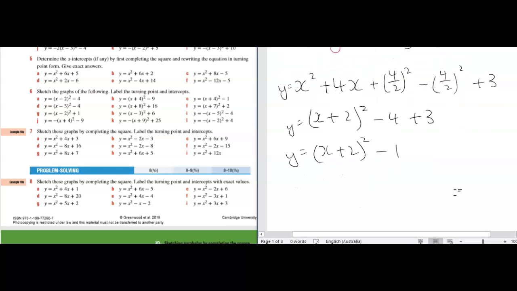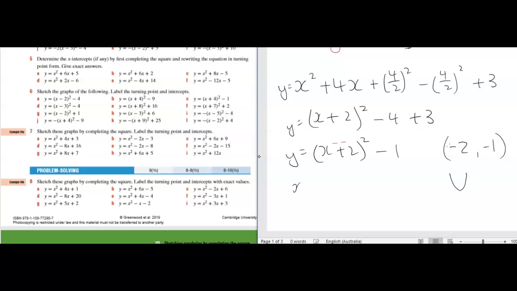Now, I can see straight away my h and my k. So h is -2, k is -1. Remember, if you need to, you can write that as a negative. We are dealing with a positive parabola, so it's going to look like that. And we've got to also label our intercepts.